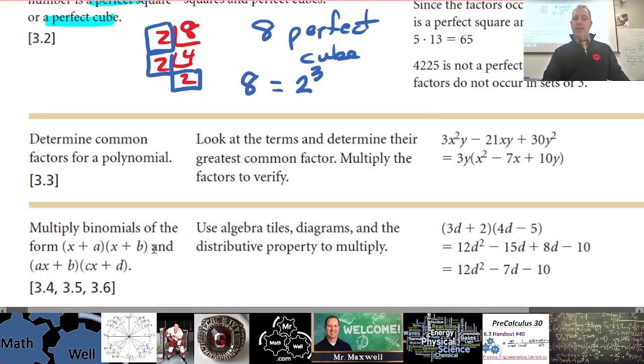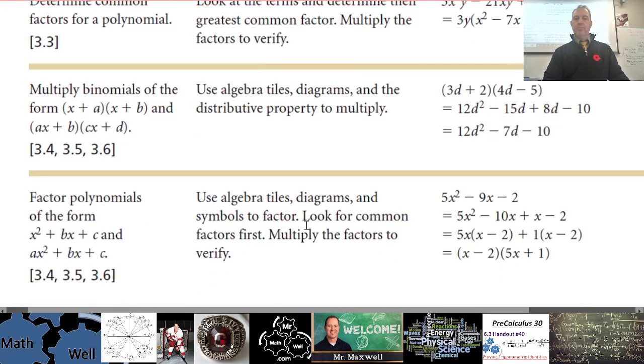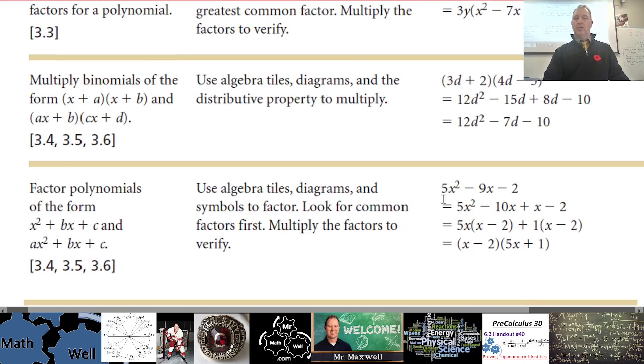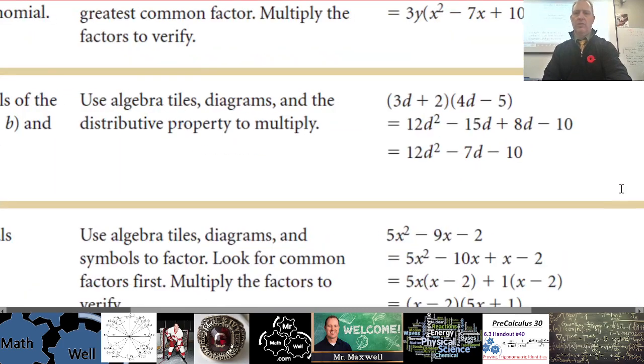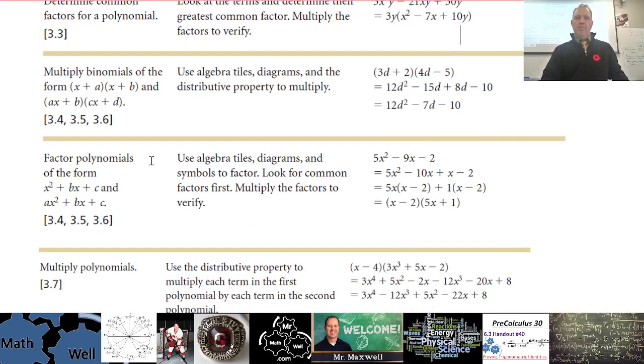Now, 3.4, 3.5, and 3.6 are multiplying polynomials. Okay, so let's take a look at both of these at the same time. Sorry, I gotta zoom out a little bit so everybody can see everything. All right, so 3.4, 3.5, and 3.6 are multiplying binomials, so expanding binomials and other polynomials. Okay, that's going to show up. Oh, here's multiplying polynomials in 3.7. So multiplying binomials, and then here in 3.4, 3.5, and 3.6 is also factoring.